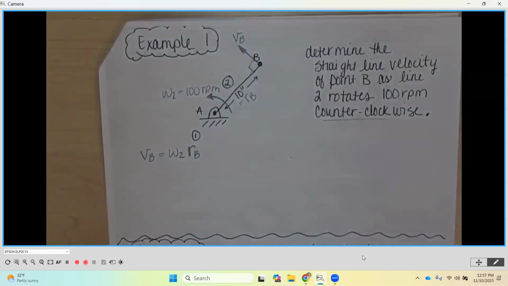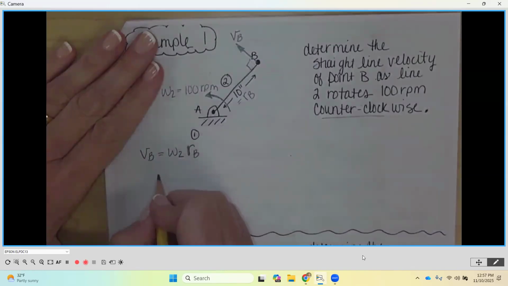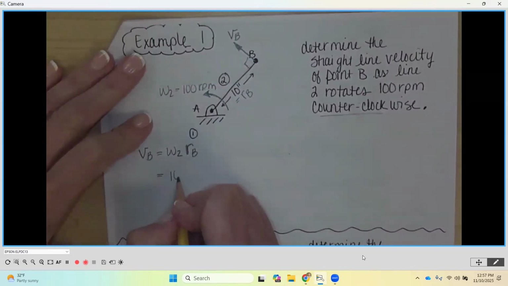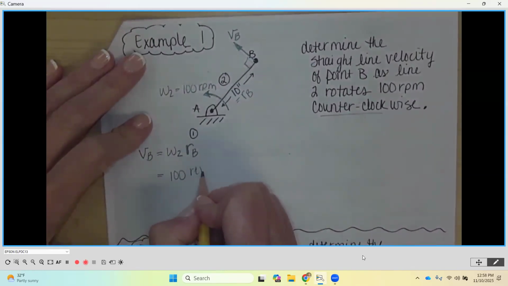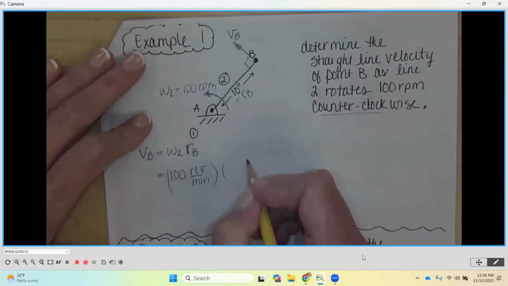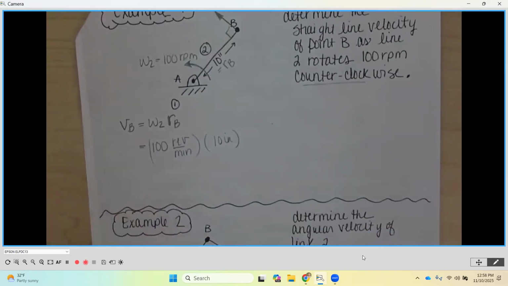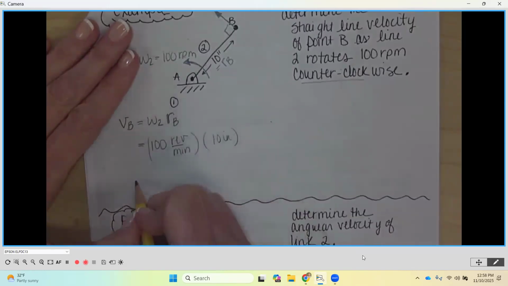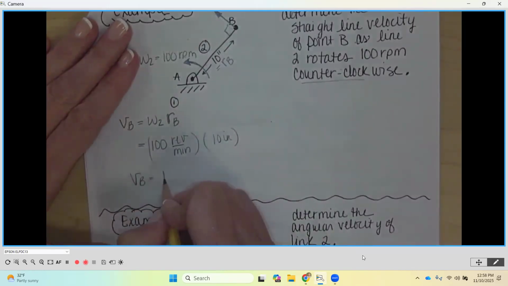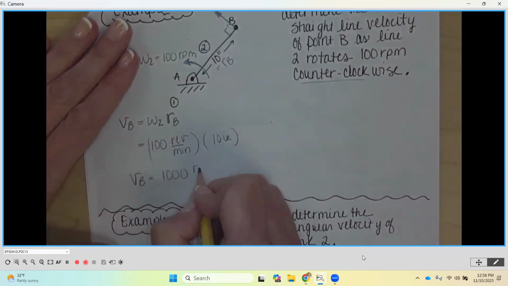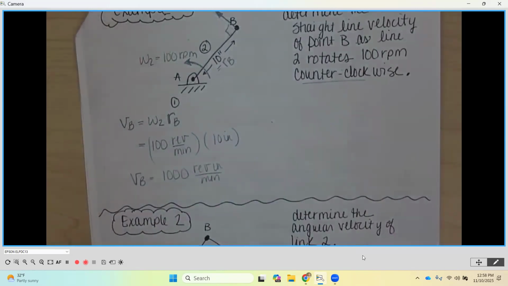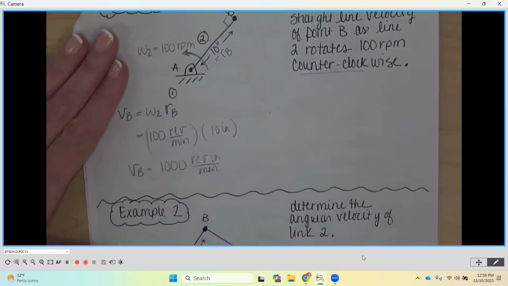So it looks like we have everything we need, right? Okay. So let's put our numbers in. So W2, 100. And remember, we got to put our revolutions per minute. We're going to expand that out, right? Times 10 inches. So if I multiply this out, my velocity at B is going to be 1,000 revolution inches per minute. Is that good? Put a box around it. We're good to go.